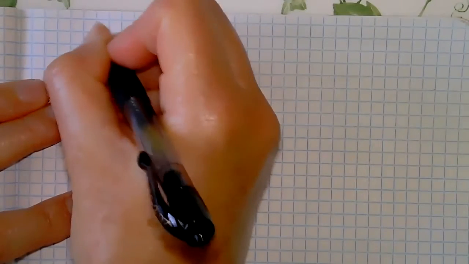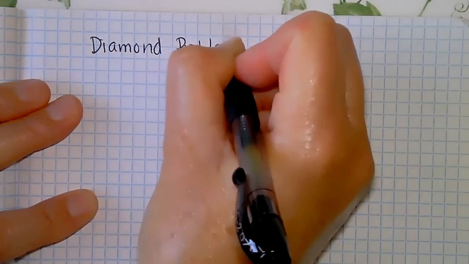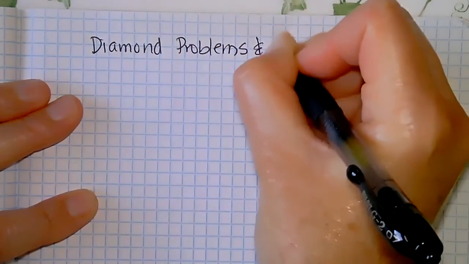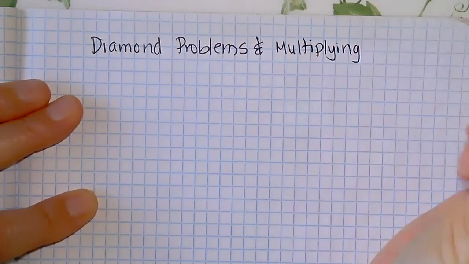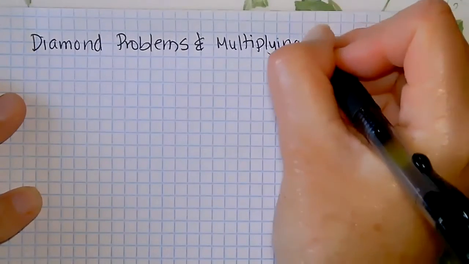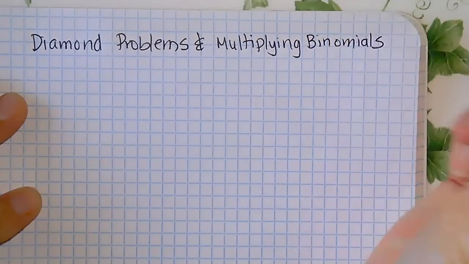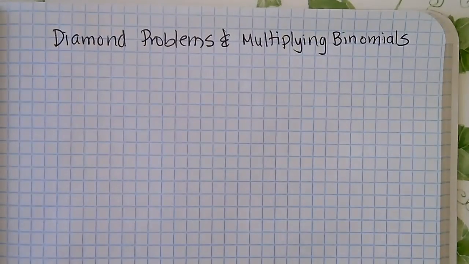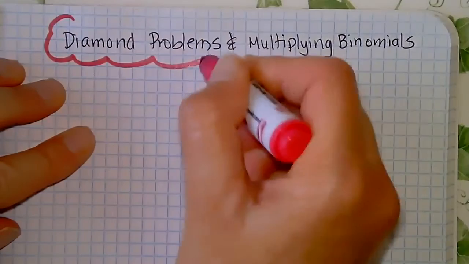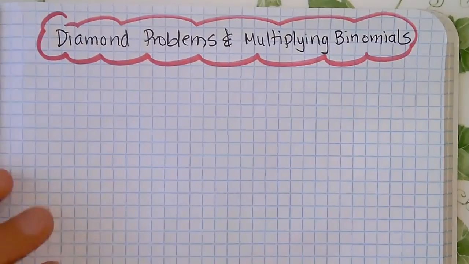I'm going to write my title on my page. Diamond problems and multiplying binomials. Now, today we're doing the notes in our composition book. You don't have to turn them in to me. We're going to be turning in the worksheet we were just doing on the diamond problems and the back side of it, which is going to be multiplying binomials. That's what you're going to turn in to me. This is just for you to put in your comp book for next year, so you're ready for Integrated 2.